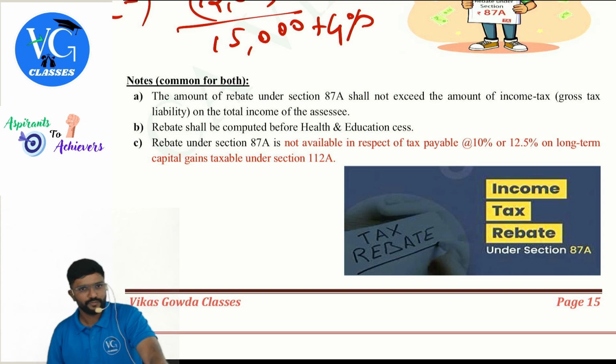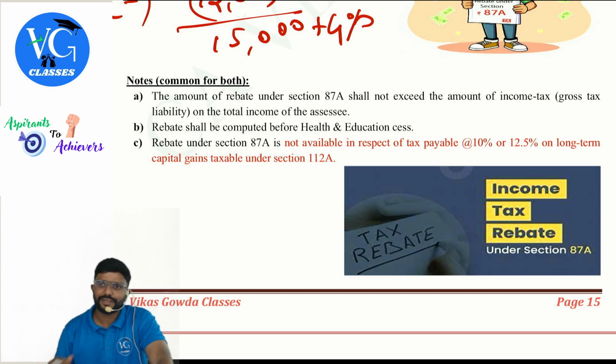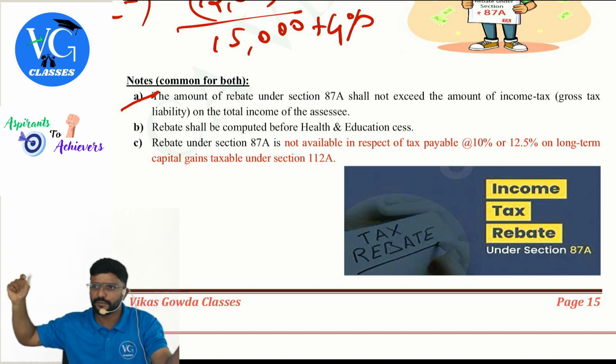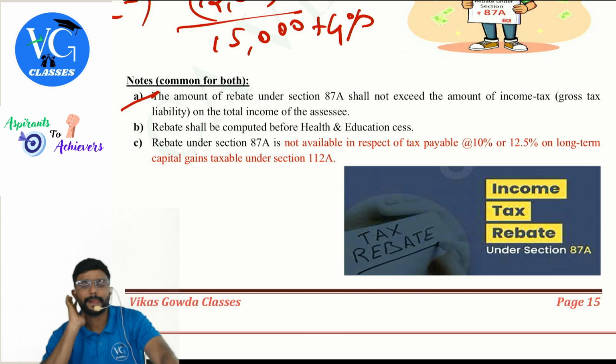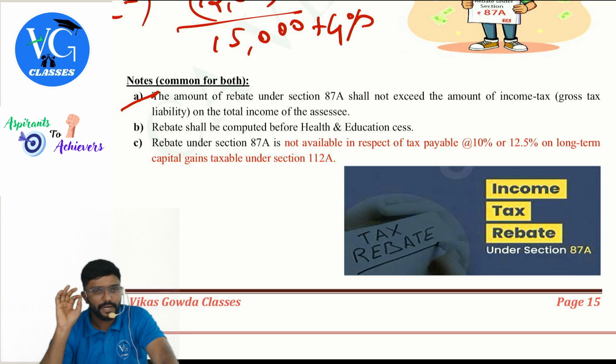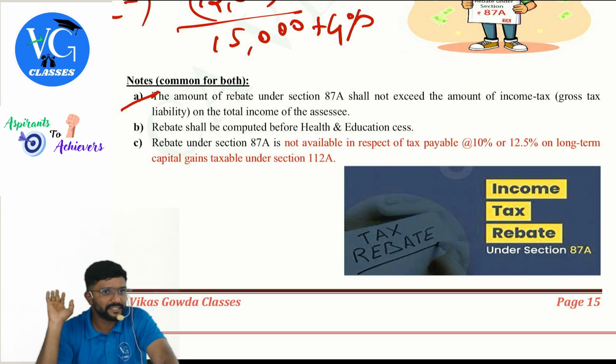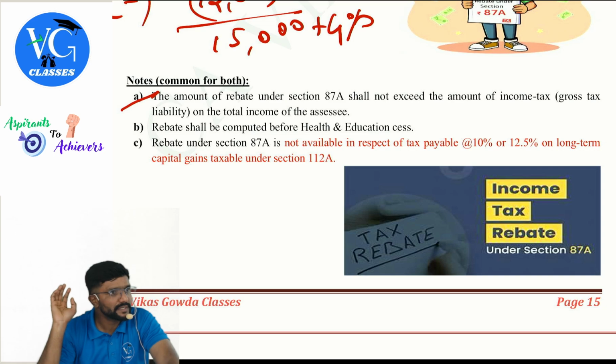Next, coming to the notes. Notes common for both the schemes, default as well as optional. Whatever rebate we calculate is on our gross tax, and the maximum is 25,000 under the default regime or 12,500 under the optional regime, whichever is lower. Next, rebate should always be calculated before health and education cess. For tax paid under section 112A, that is on long-term capital gain on the transfer of equity shares and ETFs, no rebate is available.